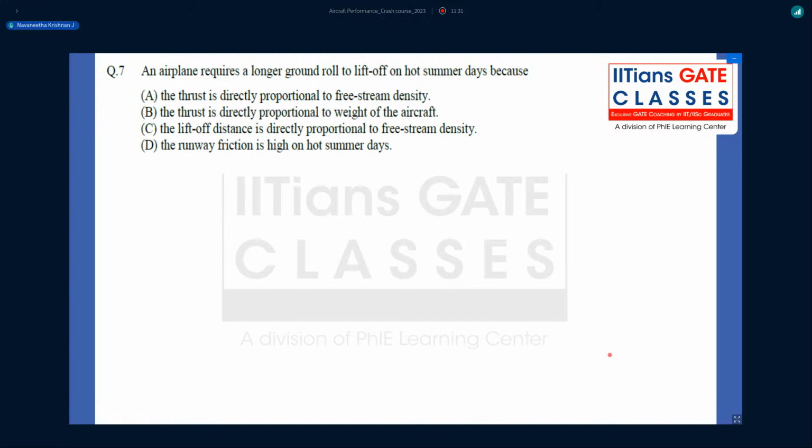Question number 7. An airplane requires longer ground roll to lift off on hot summer days because: A, the thrust is directly proportional to free stream density; B, the thrust is directly proportional to weight of the aircraft; C, the lift-off distance is directly proportional to free stream density; D, the runway friction is high on hot summer days.